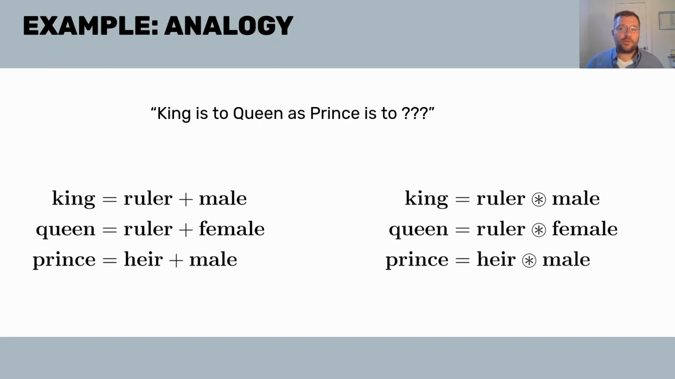However, we can also represent these using the binding operation. Representing a king as someone who is a ruler and male, a queen is a ruler and female. And so what we'll do now in the next experiment is show how we can use this binding operation to figure out the analogy between a prince and something else.